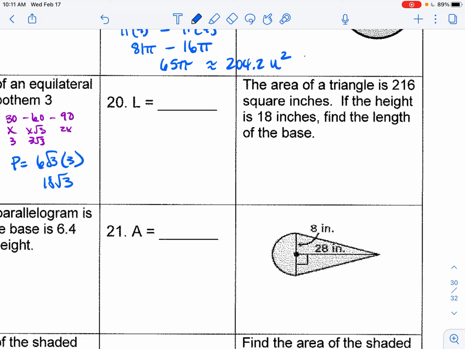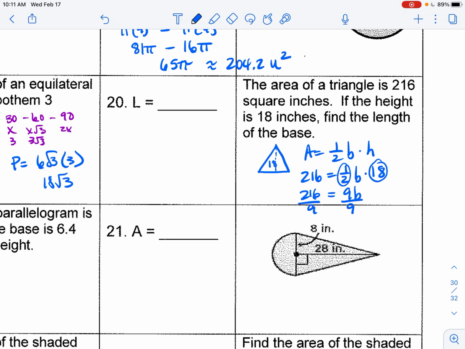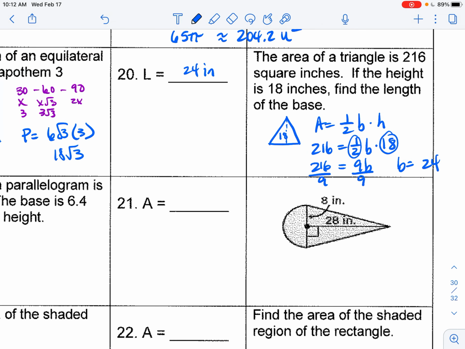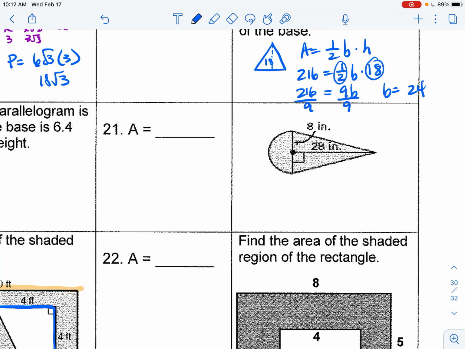In problem number 20, the area of a triangle is 216. If the height is 18, find the length of the base. Okay, so I know that the height is 18, area is 1/2 base times height. The area is given as 216. We need to find the base, and the height is 18. So 1/2 times 18 is 9. If I divide both sides by 9, the base is going to be 216 divided by 9, 24. Whatever unit, oh, inches.